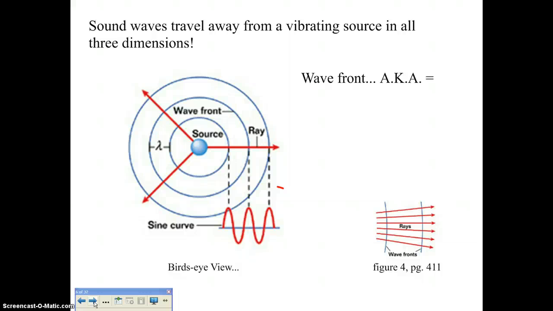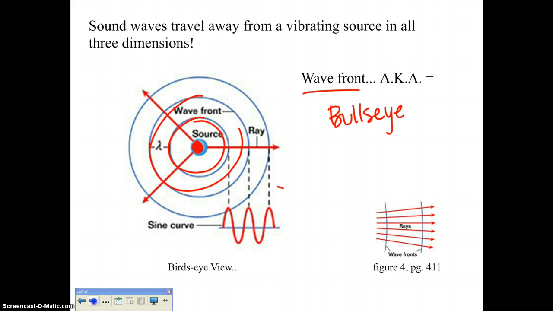So sound travels in all 3 dimensions, X, Y, Z. A wave front also looks like a bullseye when you draw it out. Furthermore, this is like the Earth. Sorry, let's try that again. Heliocentric. Here is the sun, and here are different orbits of planets going around it, just trying to get you to think large scale.